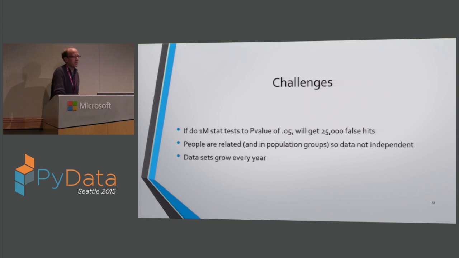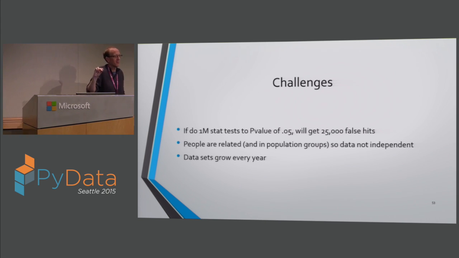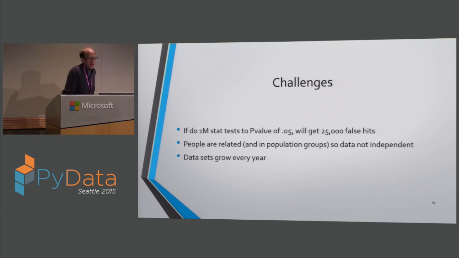So there's a couple challenges here. The first: if we are testing each DNA location one at a time and we've got 1 million of them, and we're doing the standard scientific thing of saying our p-value has to be below 0.05, that means we're going to get 25,000 false associations, false hits. So somehow we have to control for the fact that we're testing so many different things.